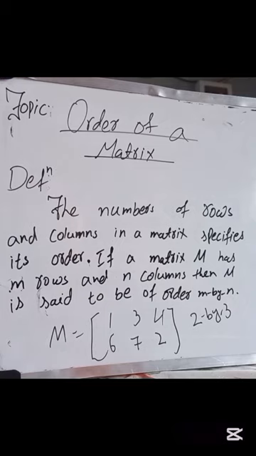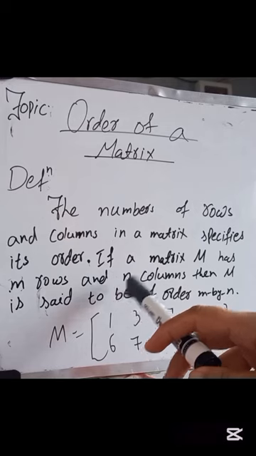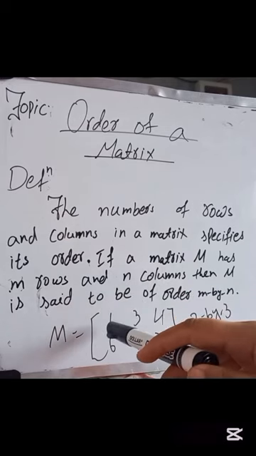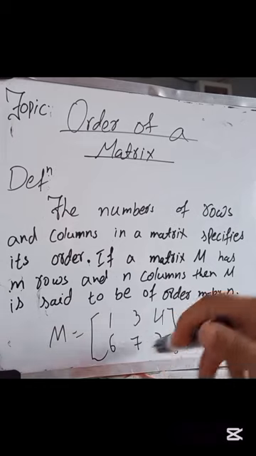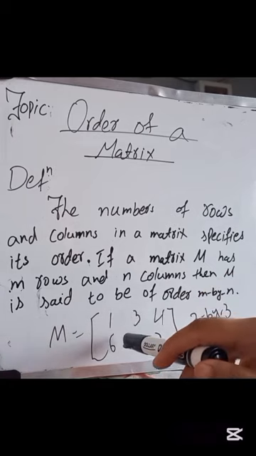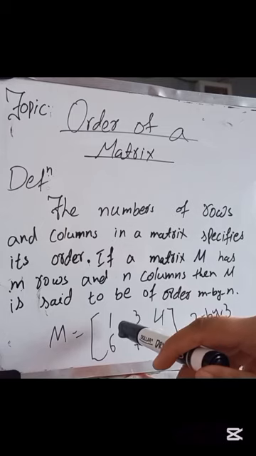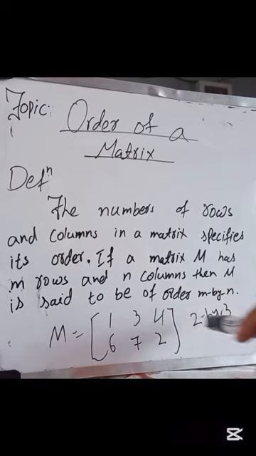If the matrix M has m rows and n columns, so here we have 2 rows and 3 columns. Then we will write it like this, 2 by 3: 2 rows by 3 columns. It is the definition of the order of a matrix.